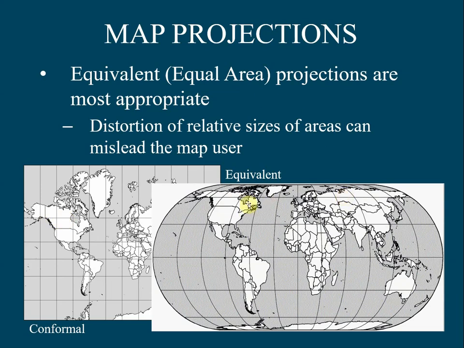An equivalent map here would more appropriately show that kind of information. Obviously there are some flaws to it, like Antarctica down here, right? But for the most part, this would be a very appropriate way to show choropleth maps.